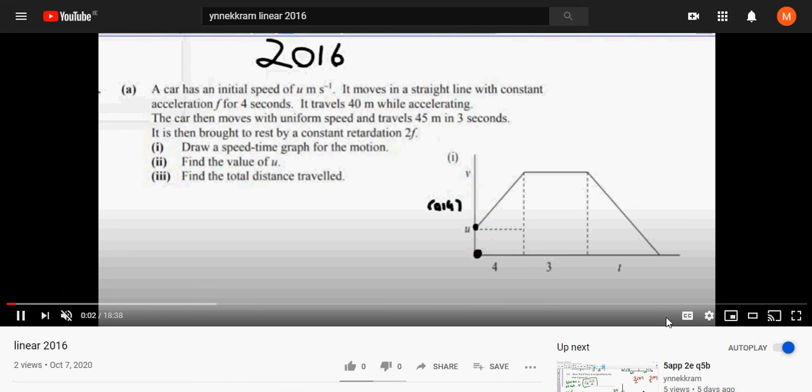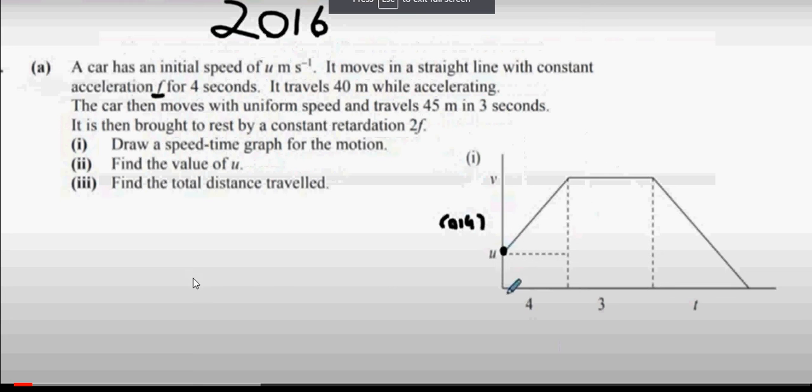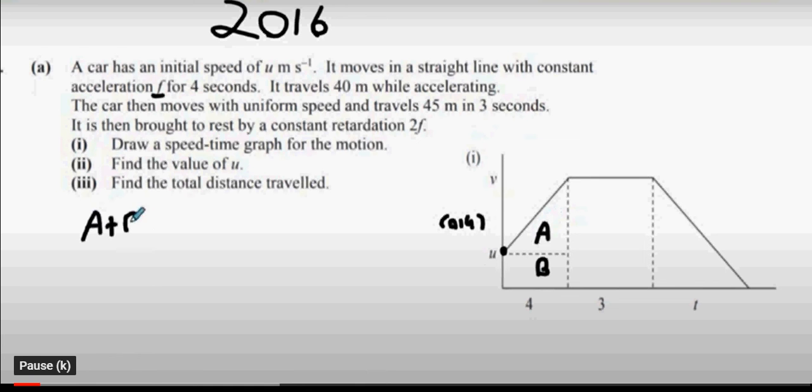So what we have is a car with an initial speed of u m/s. It moves in a straight line with constant acceleration f for 4 seconds. It travels 40 meters while accelerating. That explains why a plus b equals 40.